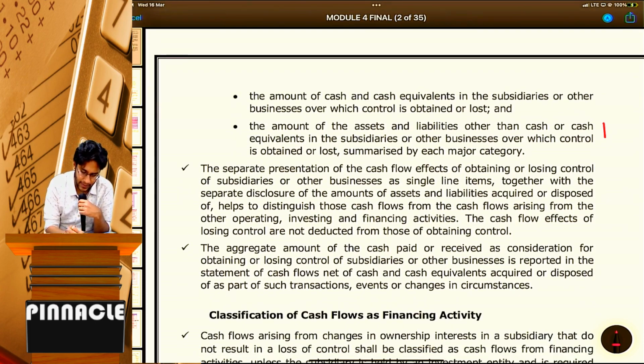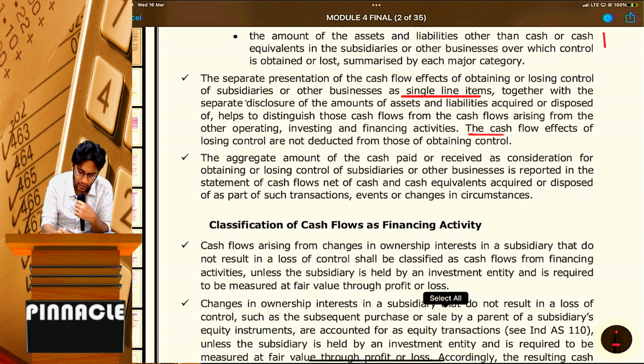Then the separate presentation of cash flow effects for obtaining or losing control of subsidiaries or other businesses as a single line item, together with separate disclosure of the amount of assets and liabilities acquired or disposed of, helps to distinguish those cash flows from the other cash flows. All this is explanation of the disclosure, the benefit is being told, not required, don't worry. Just remember the next point alone.